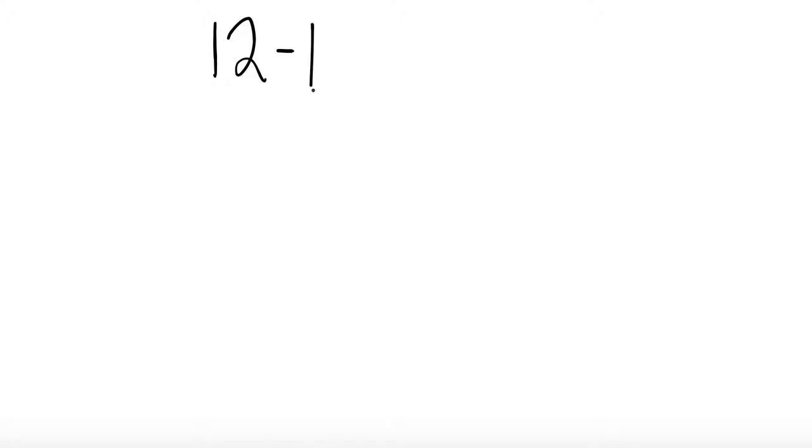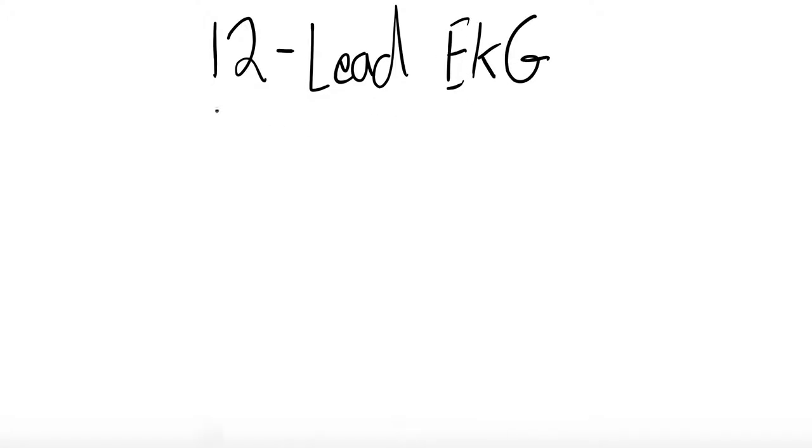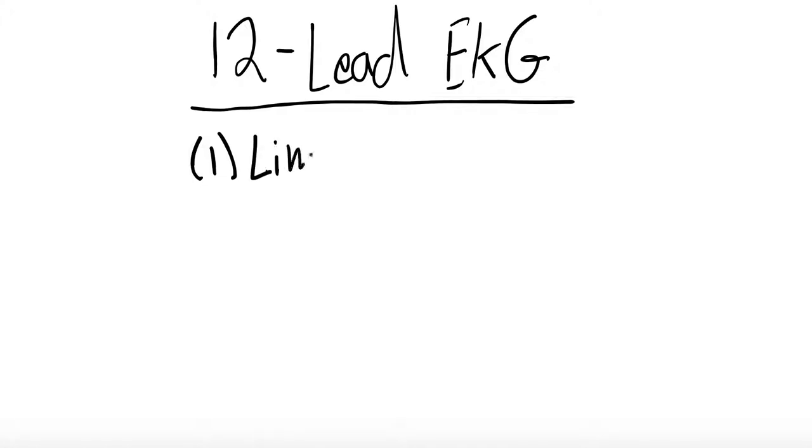So we're going to be talking about the 12-lead EKG. As the name implies, the 12-lead EKG has, surprise, 12 leads. You can actually divide these 12 leads up into two different groupings of 6. The first grouping is going to be the limb leads, and this can be divided up even further.